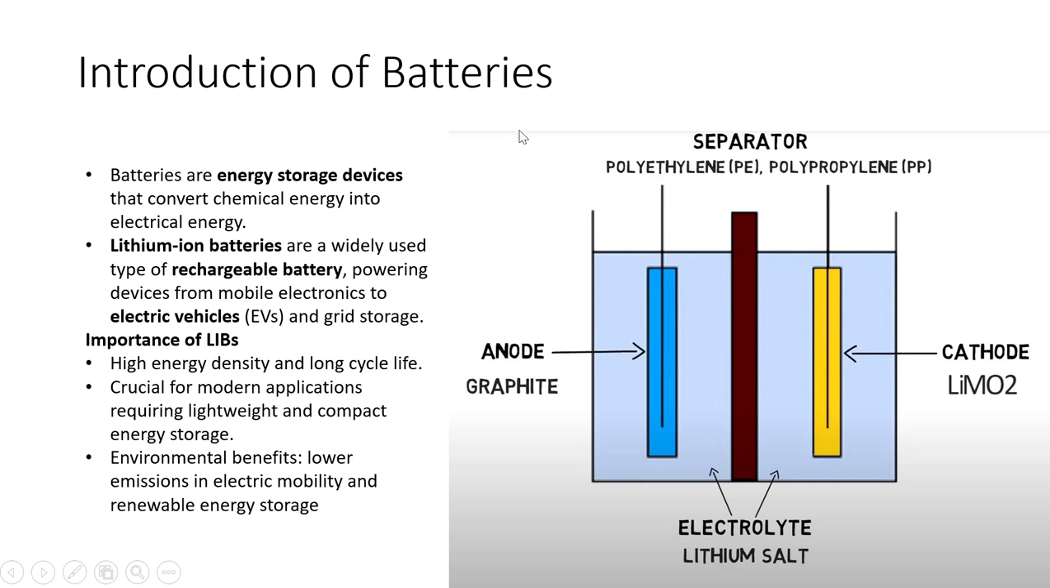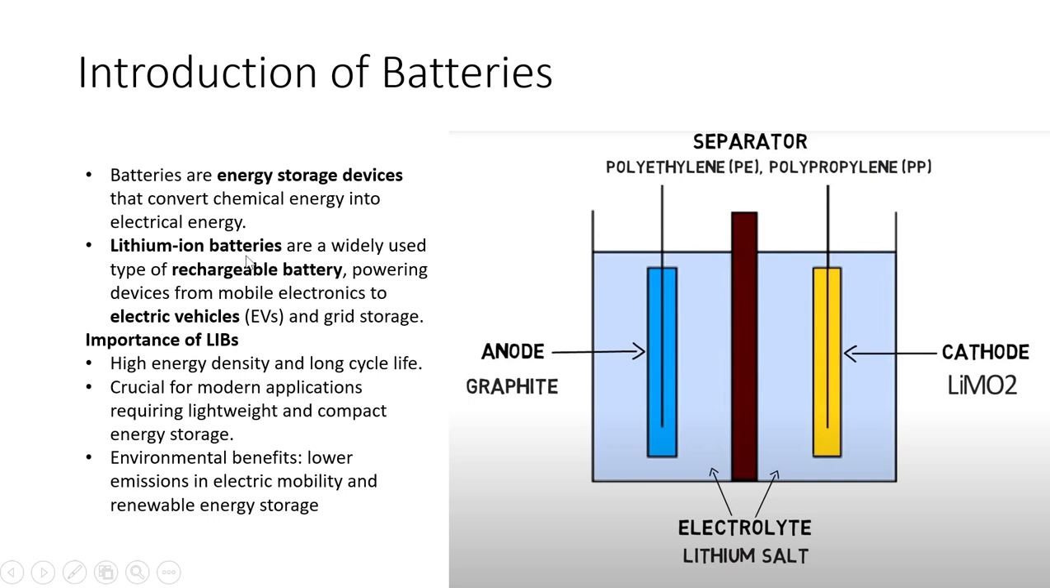Here is the diagram of lithium-ion battery. Generally, lithium-ion battery is made up of anode, cathode, electrolyte, and the separator. Anode is made up of graphite, cathode is made up of lithium metal oxide, electrolyte is made up of lithium salt, and the separator is made up of the polyethylene and polypropylene.